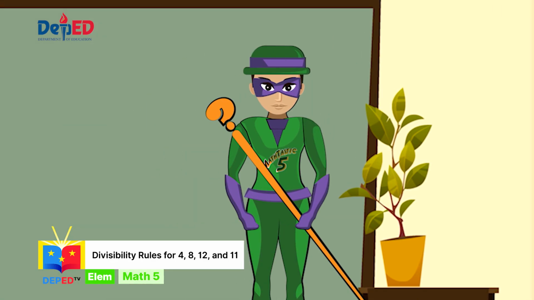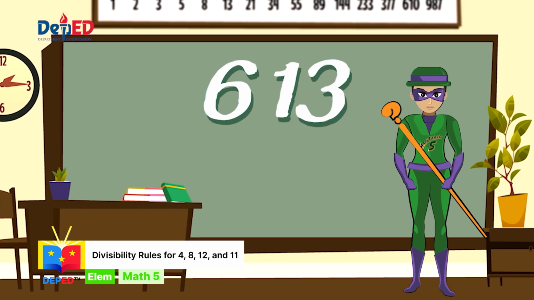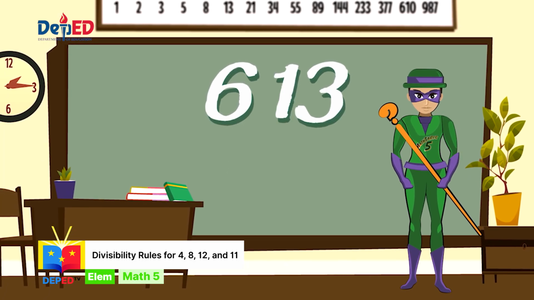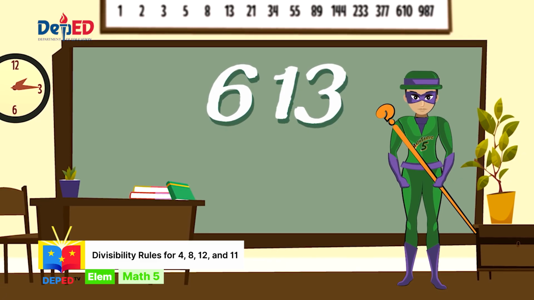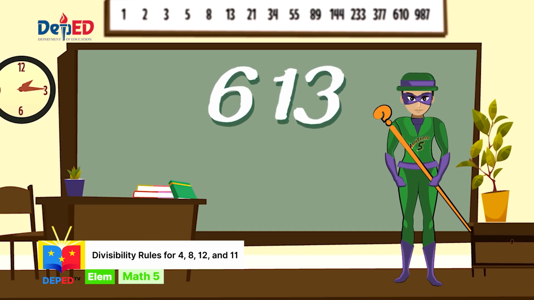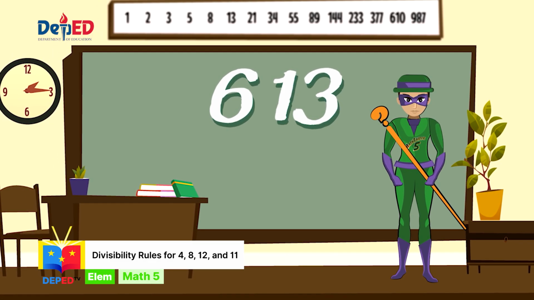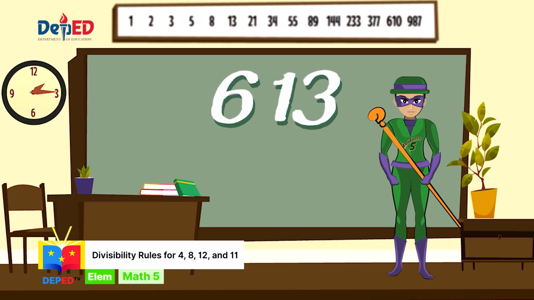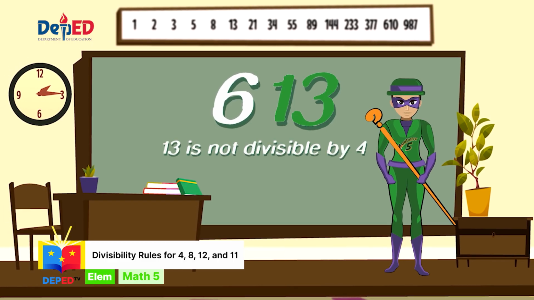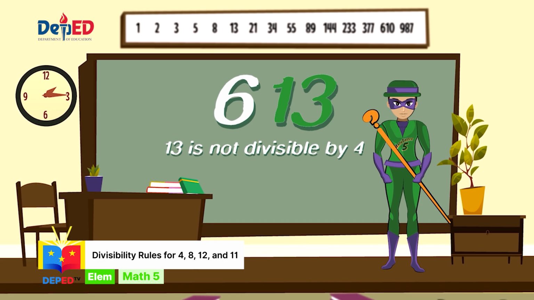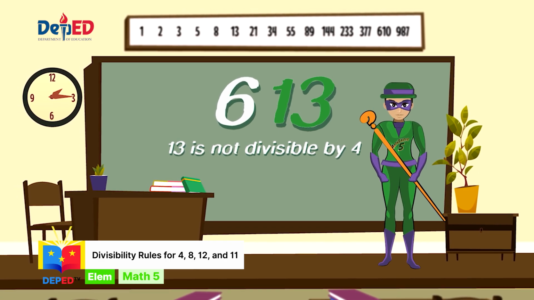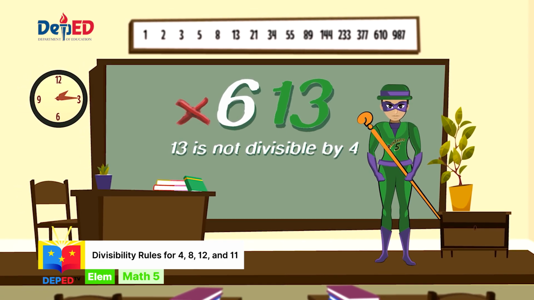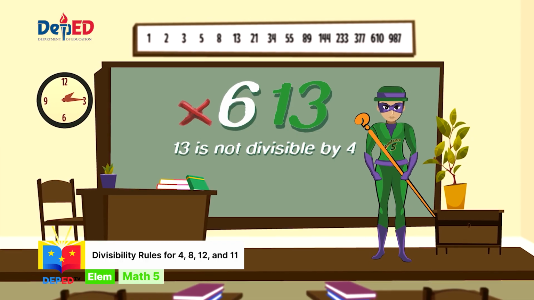You're doing good. How about this? 613. Is 613 divisible by 4? Let's take a look at the last two digits of the number. The last two digits of 613 is 13, and 13 is not divisible by 4. Therefore, our answer is no. 613 is not divisible by 4.